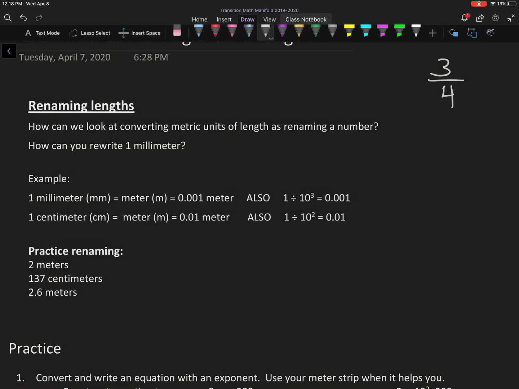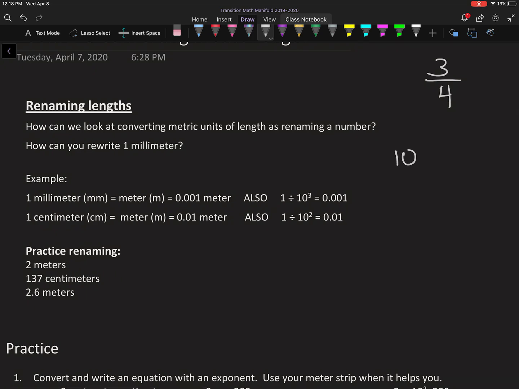So applying that understanding to rename a millimeter, we know that there are 1,000 millimeters in 1 meter. And so if I only have 1 millimeter, that would be 1/1000th of a meter, which can also be written as 0.001. And it also matches my example here.